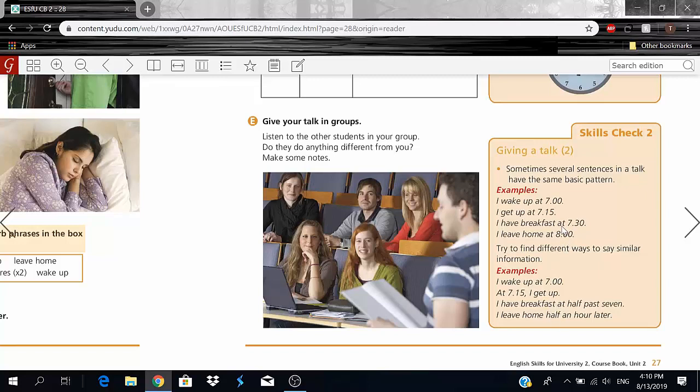Or I can also say at 7:30, I have breakfast. That is also correct. And finally, I leave home at 8. Or I can also say, I leave home half an hour later. So, do the math, half an hour later is 8, okay? Pretty simple stuff. So make sure you switch it up, okay? So don't write the same style over and over again.